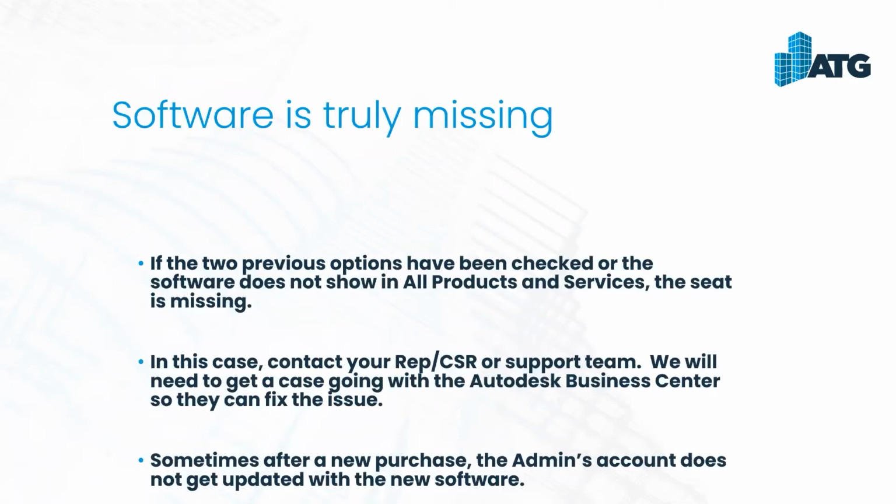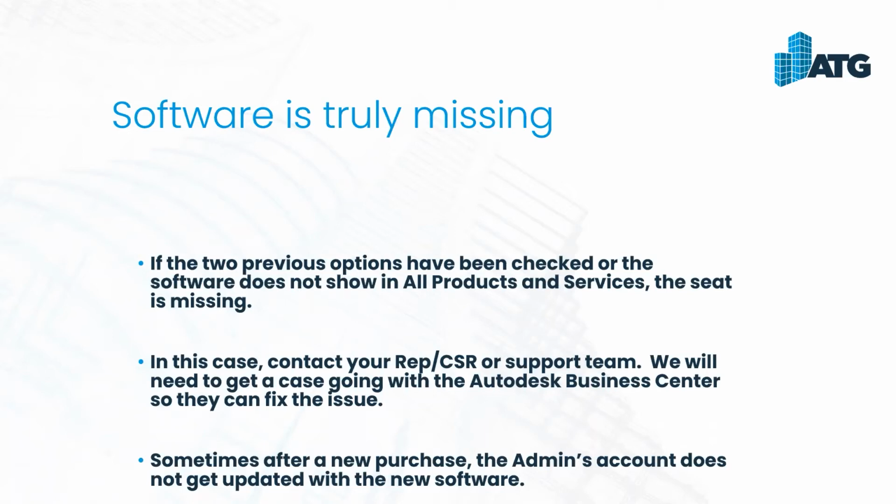And then the last major one is the software is truly missing. If all the other above, you went and logged in as the primary admin, your secondary admins, you looked at your teams, you go to all products and services, and nothing is showing there. Some of the main reasons for that is if you just purchased the license, it could be that it's still in process of the order. So in those regards, you can contact your rep or CSR to check the status of that.